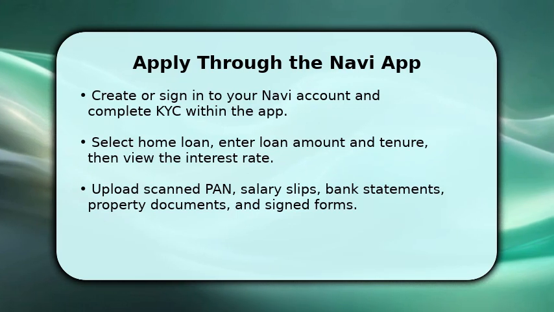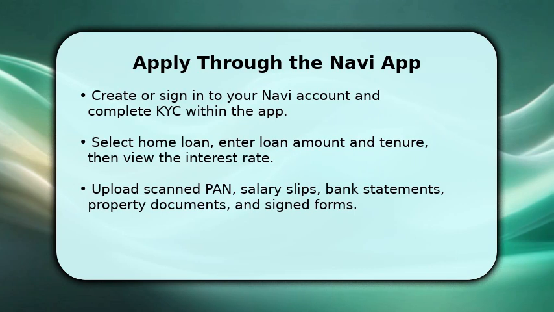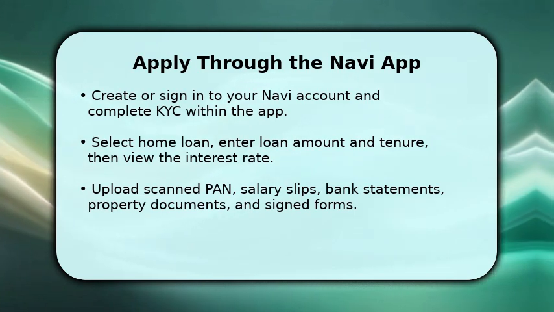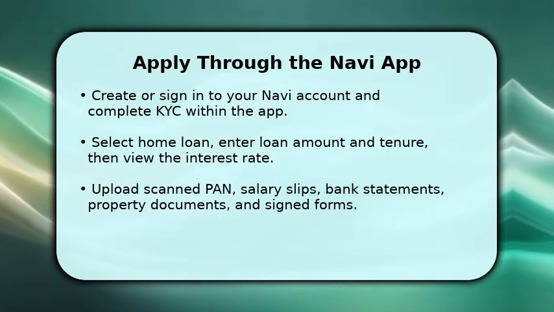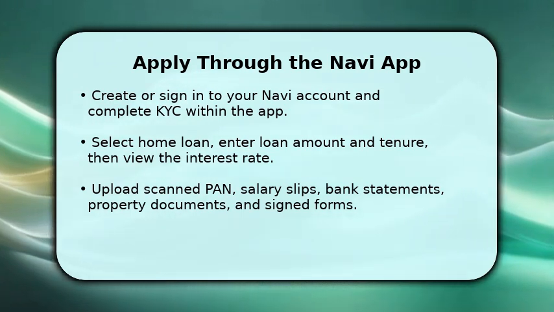Create or sign into your Navi account and complete KYC within the app. Fill personal details, employment data, and the property address accurately to avoid delays. Select home loan, enter loan amount and tenure, then view the interest rate and estimated EMI.